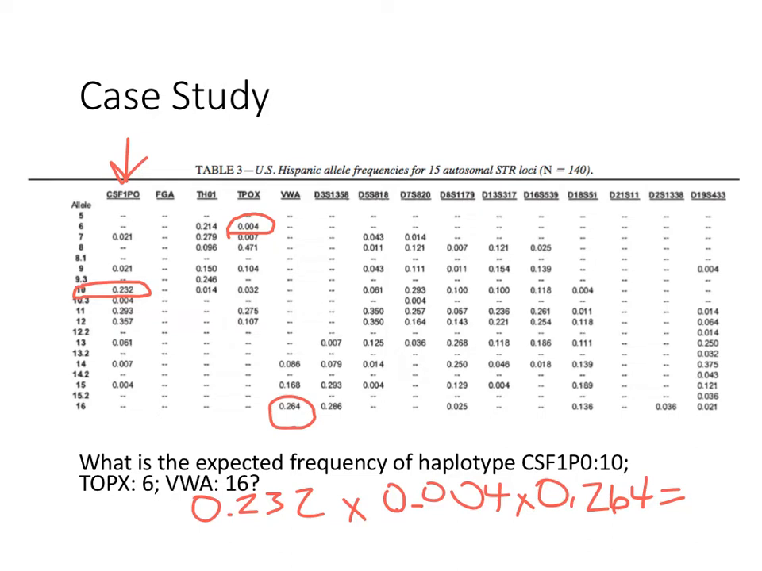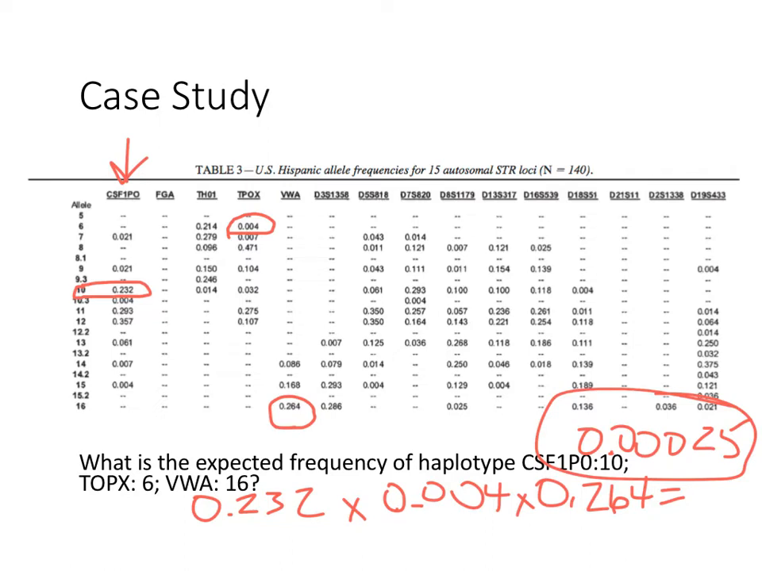So the answer in this case is, let's see, 0.00025. So that's the frequency of that combination. What's the caveat for this model? How is this not always 100% true? How does this sometimes not work?